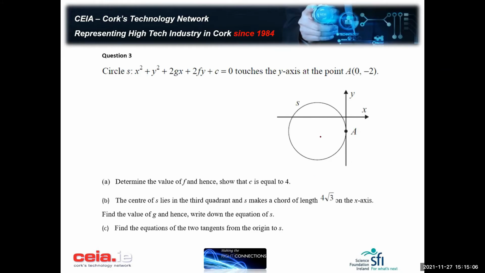So if we were in any doubt at all, yes, the center of the circle is in the third quadrant. Okay, and we kind of knew that already. And S makes a chord of length 4√3 on the x-axis. So a chord is the line between 2 points of the circle, which is generally not the diameter. So yes, we saw before that the x-axis cuts the circle at 2 points, and the line from here to here is a chord.